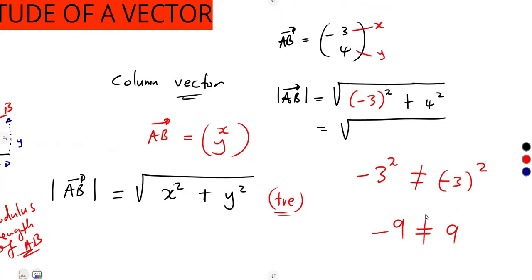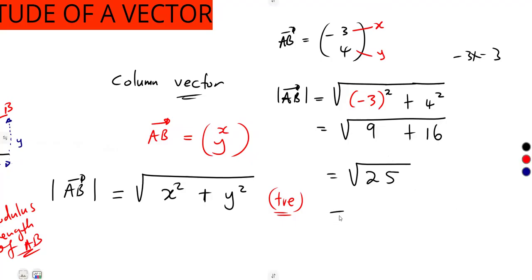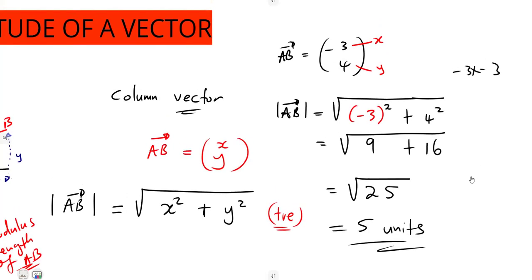So (-3) squared, that's +9, -3 times -3, that's +9, plus 4 squared, which is 4 times 4, that's 16. So you're simply going to add these two, 9 plus 16, which is 25. And the square root of 25, we do understand it is plus or minus 5, but we are dealing with the magnitude, so positive 5. It is the length in units, so you just write 5 units. Okay, so that's how you can simply determine the modulus or the magnitude of a given vector.